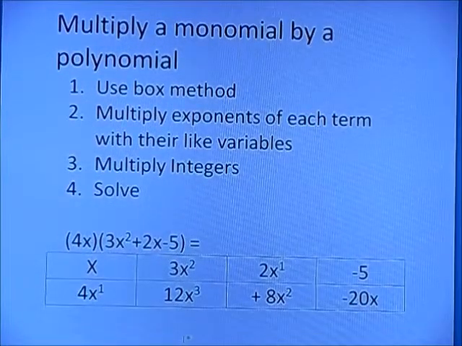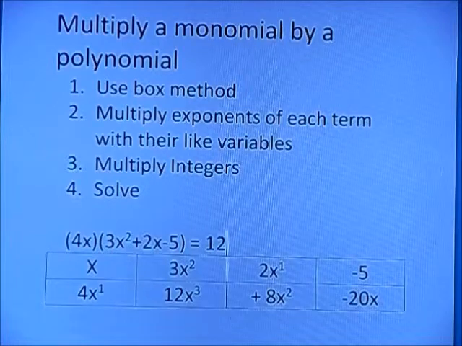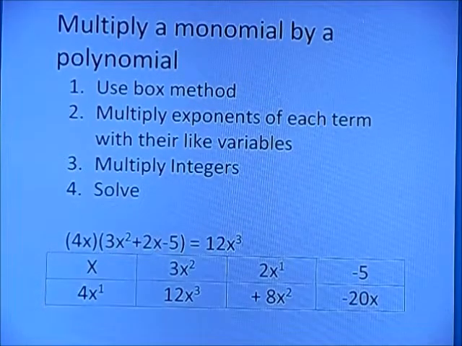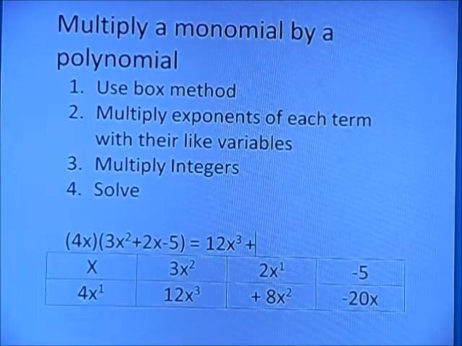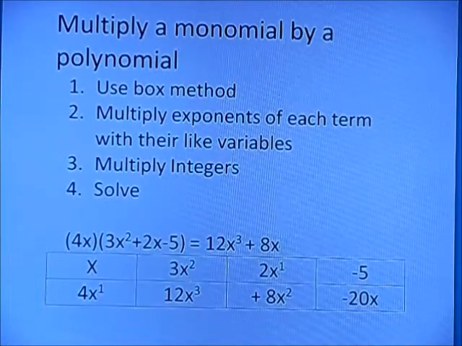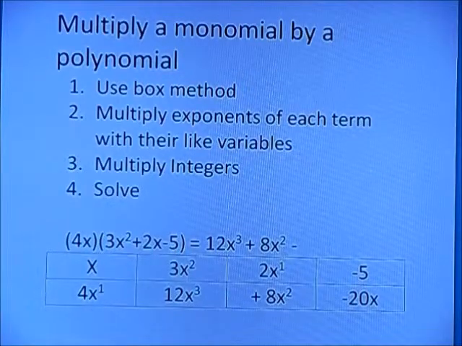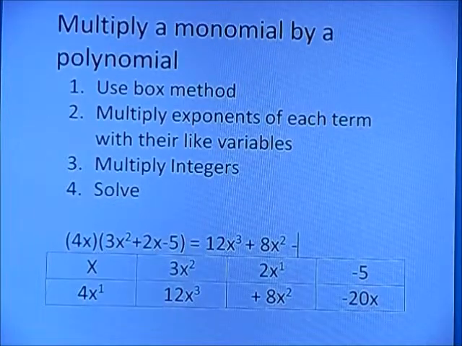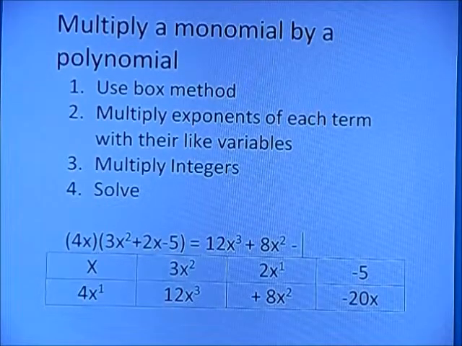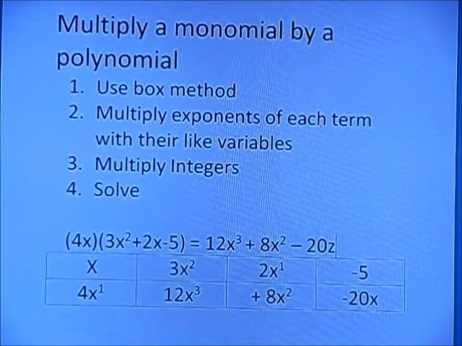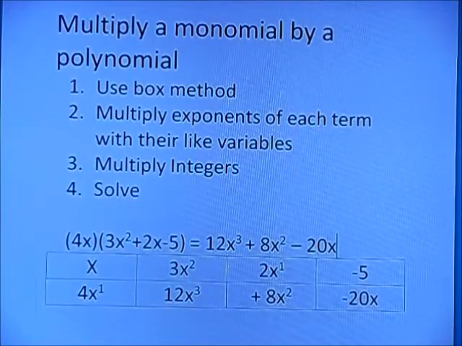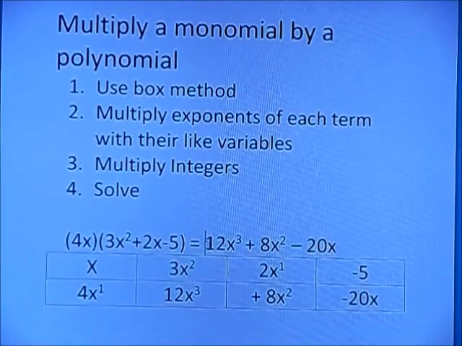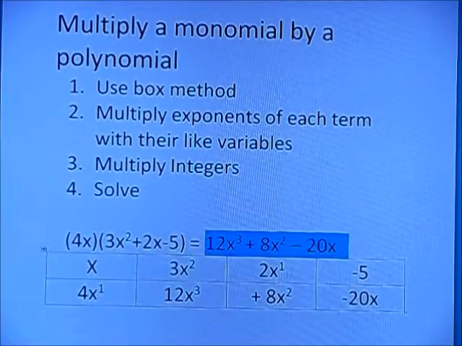Our answer will be, with this box method, 12x cubed, okay, plus 8x squared, plus, or actually in this case, minus 20x. Whoops, not 20z, 20x. That right there is your answer. It was very simple. And this x over here, this is just showing that we're multiplying here.